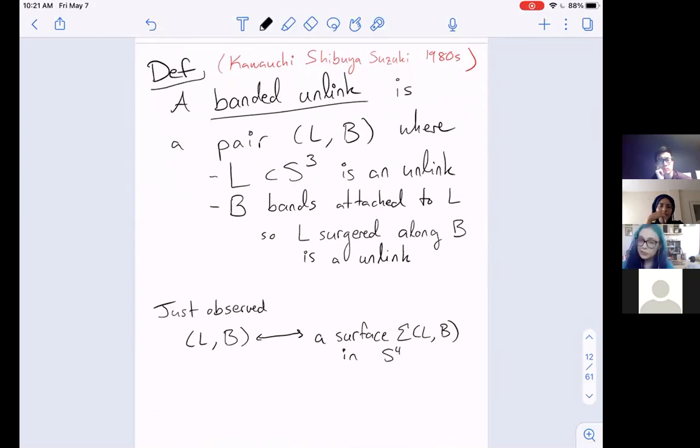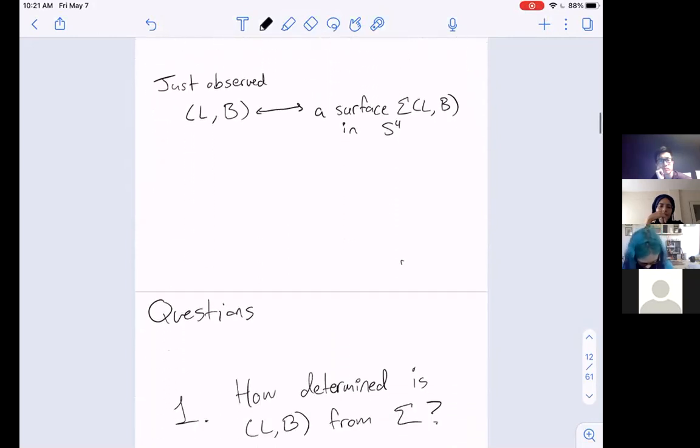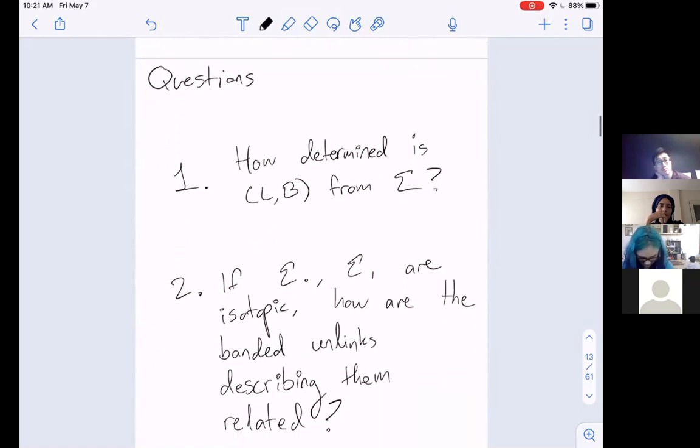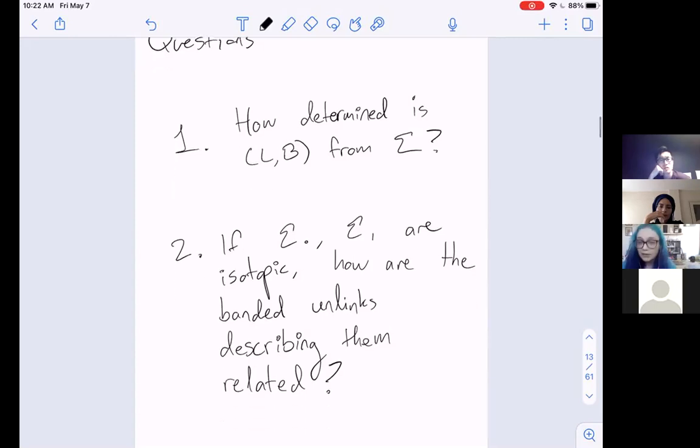So the questions you should ask yourself are: how determined is this banded unlink given sigma? Can I produce a well-defined diagram of a surface? And if I have two surfaces that are isotopic, and from each of them I produce these band diagrams, how are those diagrams related? Is there a Reidemeister theorem? Right. Okay.